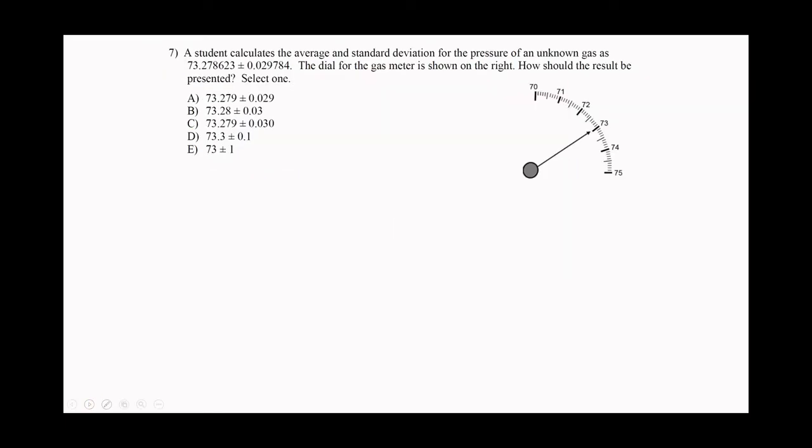Okay. Moving on up. A student calculates the average and standard deviation for the pressure of unknown gas as 73.278623 plus or minus 0.029784. The dial for the gas meter is shown to the right. How should the result be presented? Rule 1. Does this begin with a 1 or a 2? Your error can only have one significant figure unless it begins with a 1 or 2, so keep 2. Okay, this begins with a 1 or a 2. So let's write it. 0.029. That 7 will cause it to round up. Okay, so it'll round up to 30. But now we no longer begin with a 1 or 2, so we have to get rid of that 0.